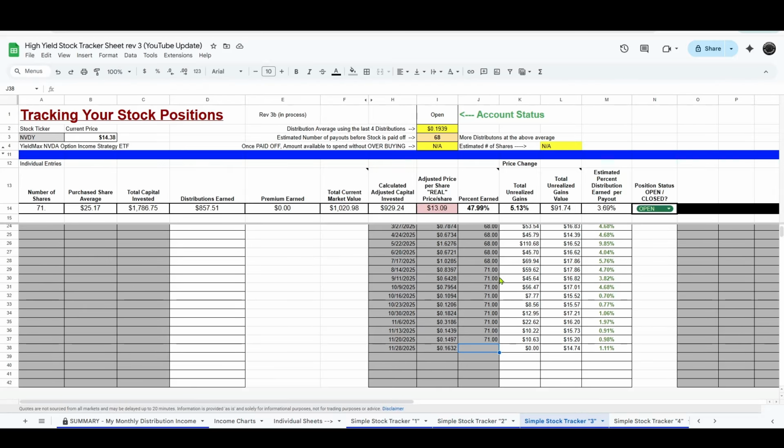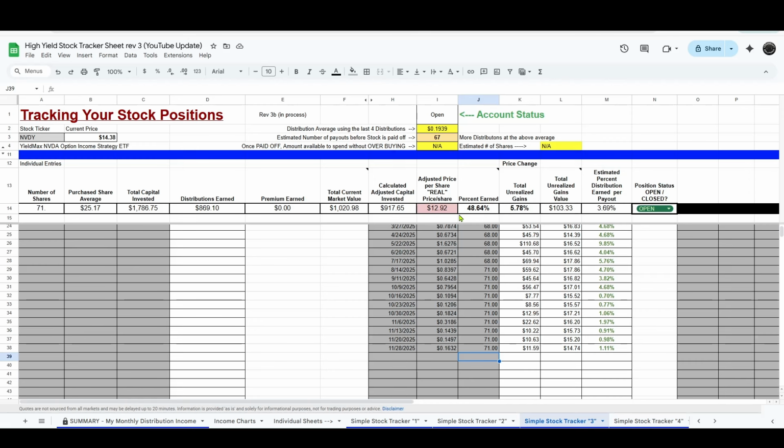And for NVDY, I can count all 71 shares, and it will change that real price per share from $13.09 down to $12.92. So looking pretty good here, as the current price is $14.38. Even if NVDY continues to move up some, I'm continuing to move down. But if it does move down, I'm at least moving down too. So it takes a little bit more for it to catch up to me.